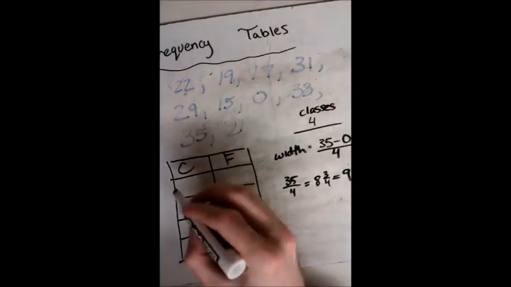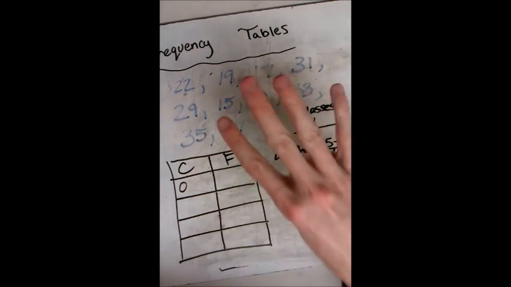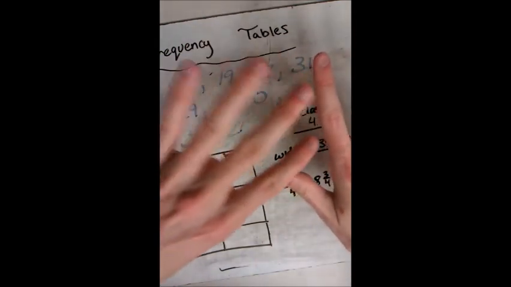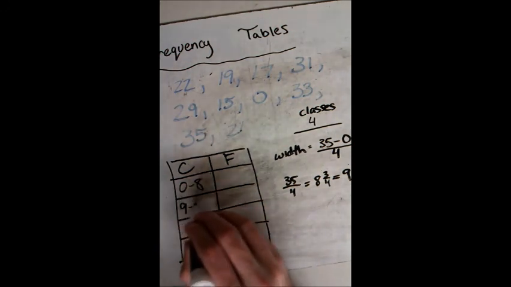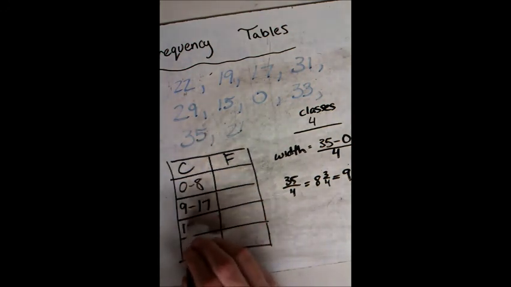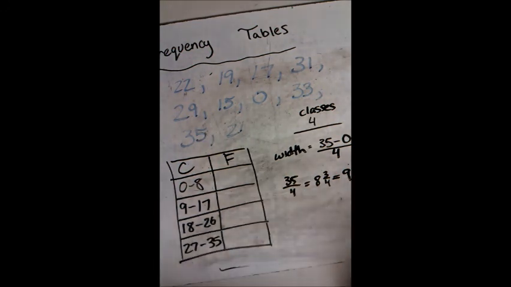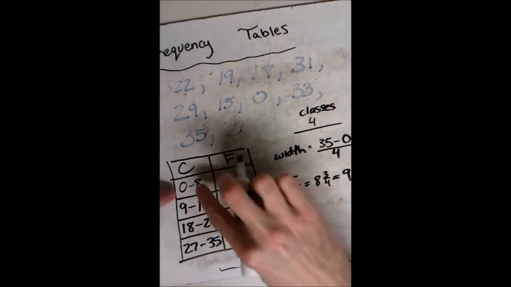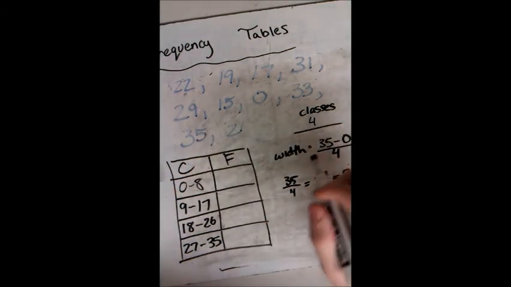Alright, so the smallest number is 0. If I start adding up, so I have 9 numbers, well, 0, 1, 2, 3, 4, 5, 6, 7, 8. So from 0 to 8 would be the first class, and then 9 to 17, and then 18 to 26, and then 27 to 35. You can see that all of our numbers are going to be within 0 to 35, so the frequency table is looking pretty good so far.